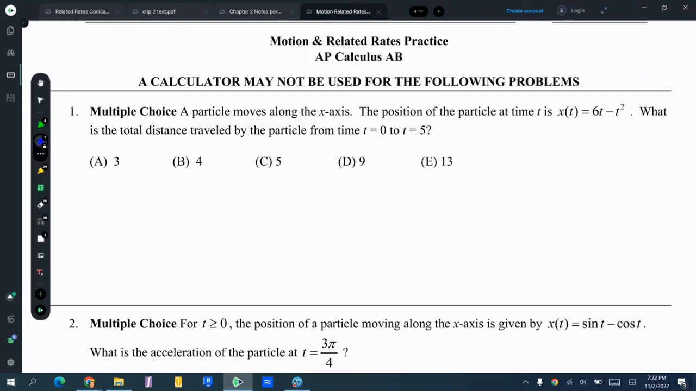Okay, so here we are. Calculator may not be used. So we're going to do all of these problems relating to related rates and motion. So number one, we're going to cruise right along here.